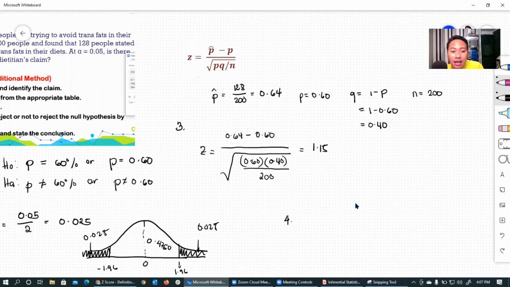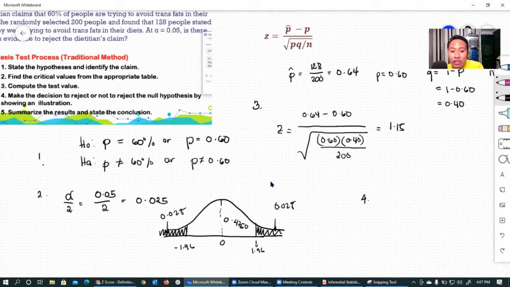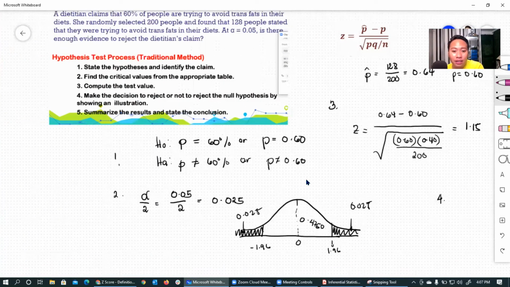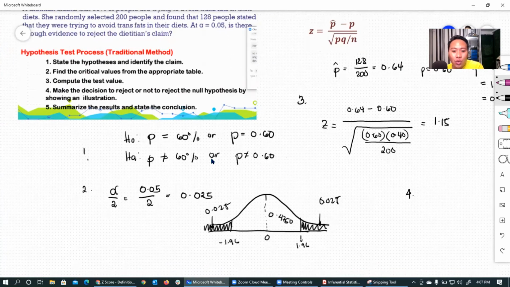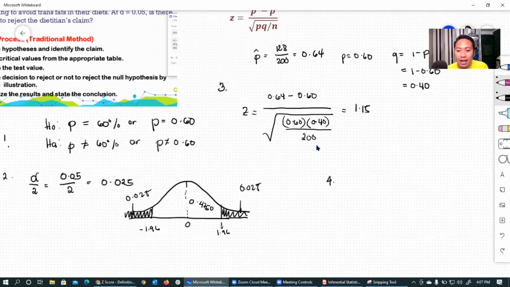Let's work on step 4. We're going to be deciding if we were to accept the null or reject the null hypothesis. So where do you think 1.15 lands if we're going to look at this illustration here? It's clear that 1.15 is located somewhere here. Meaning to say we're going to accept the null.